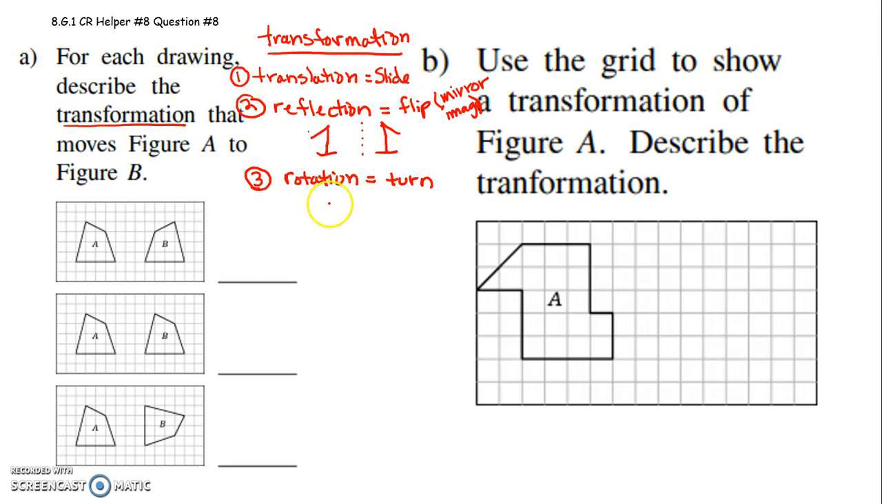Okay, sorry. A rotation would be a turn. Sometimes you turn clockwise. Sometimes you turn counterclockwise. So those are the 2 ways you'll be turning. All right, so let's look at letter A.